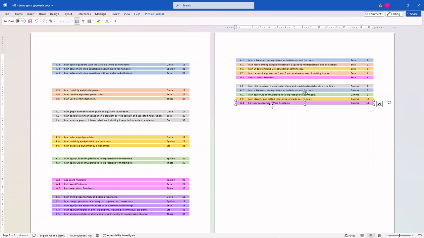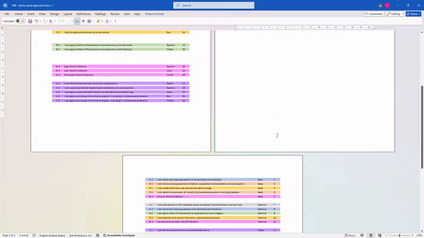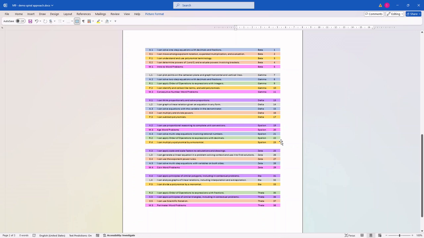And so as you can see, the colors show the topics are all spread out. So I'm just going to skip down here, and this is what the whole thing looks like when I've spread it all out. So each little set here is 5 topics, and then we do a unit test. And so this has a couple of benefits to it.